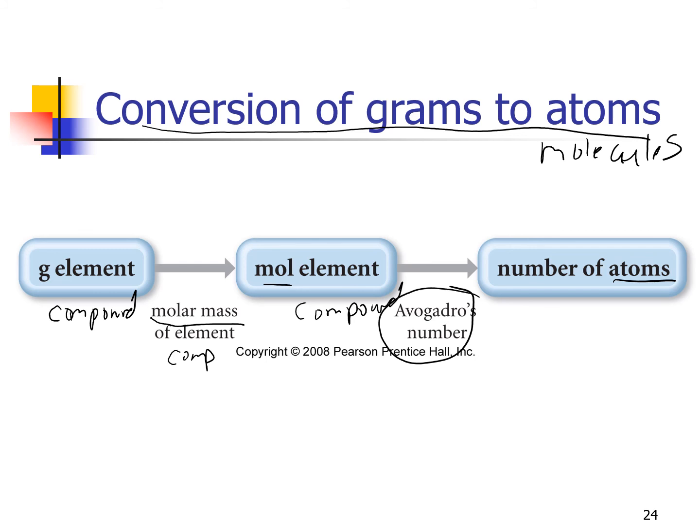We can also go in the reverse direction, and number of atoms, we could also say that is number of molecules. We could go the opposite way and convert to moles of the element or compound using Avogadro's number, or moles of the element or compound to grams of the element or compound using the molar mass.